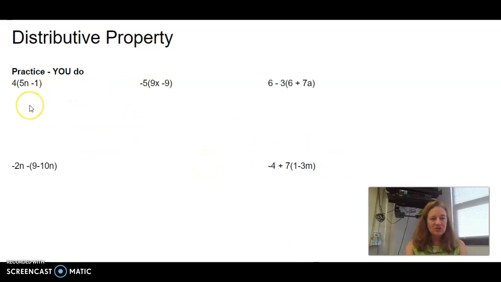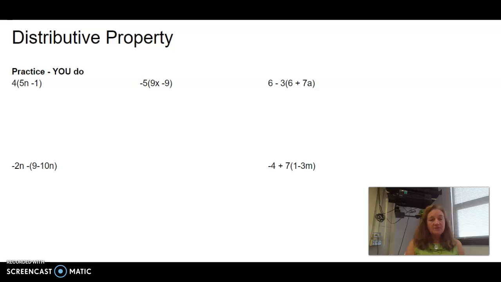So first you're going to do the 4 times 5n minus 1. Okay. All right, so now you're doing -5 times 9x minus 9. Remember that negative on the 5, right? A negative times a positive is a negative term, but a negative times a negative is a positive term. All right. Now you have 6 minus 3 times 6 plus 7a. Remember, it's not the 6 that you're multiplying through by, it's the -3 that you're multiplying through by.